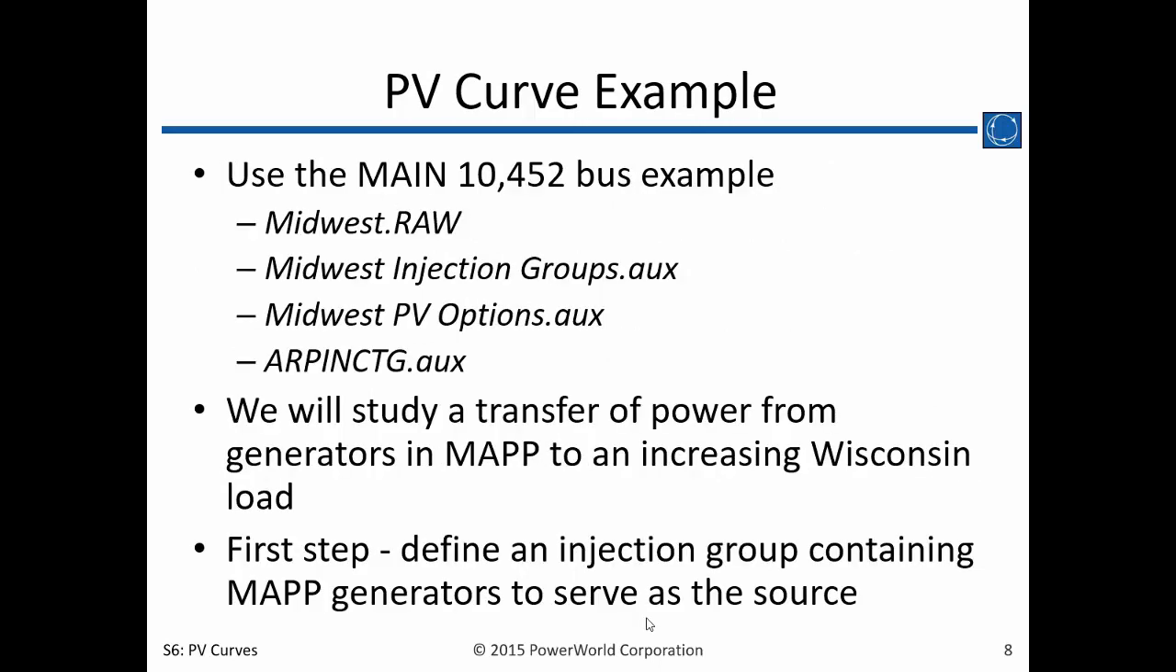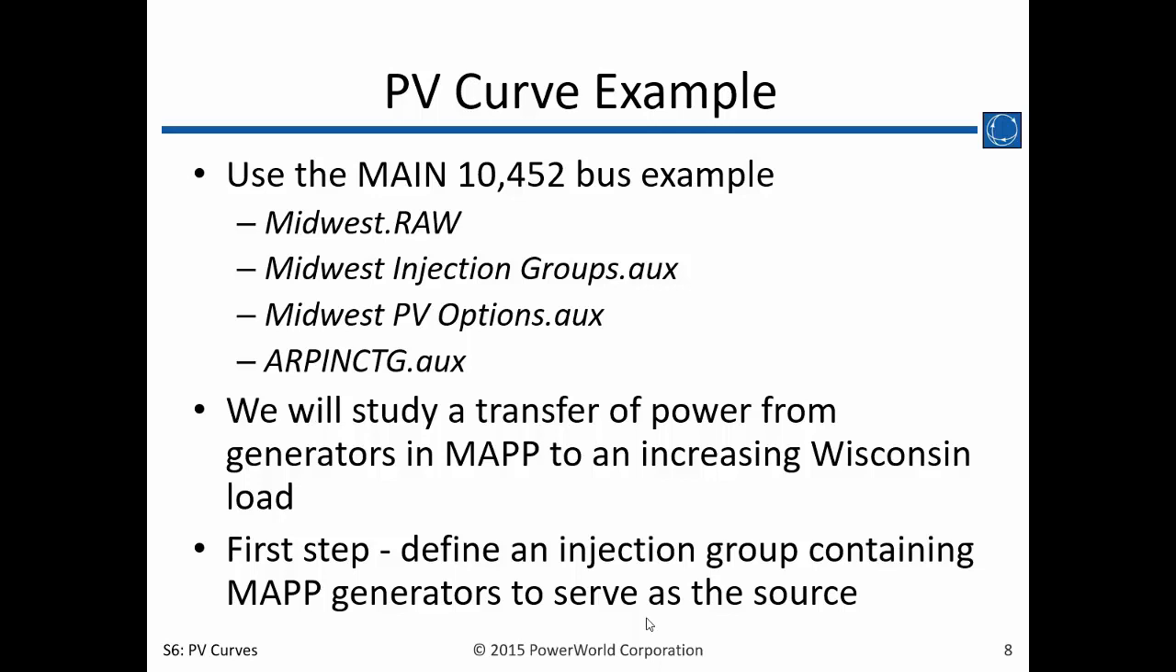So we have a PV curve example that we do in this training section. It's based off of a fairly old Midwest case called Midwest.raw. It's about 10,000 buses. And we already have defined some injection groups, some options, and a contingency that we're going to use to do a PV example. So we will be opening that up momentarily.